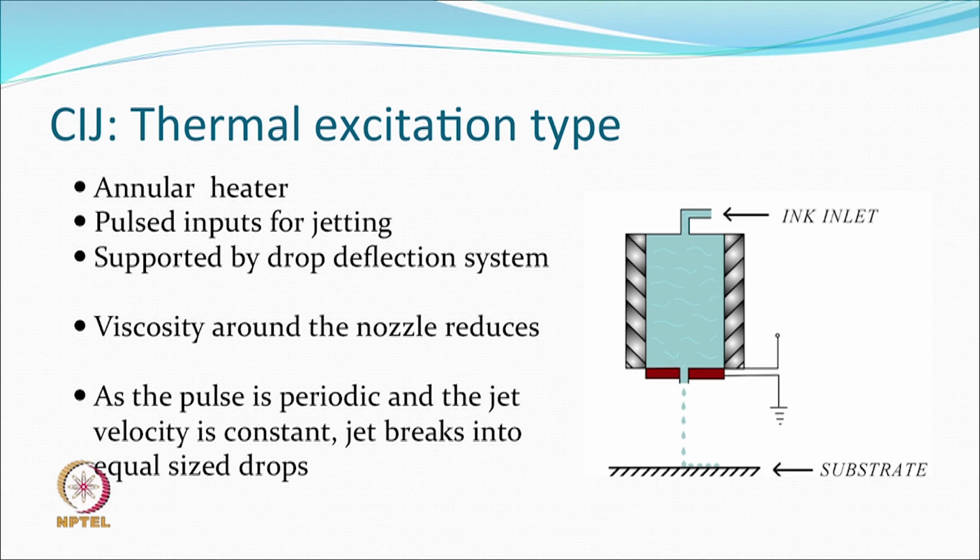Now, what it says is that this pulse will be there for jetting. There is an annular heater all around the nozzle, and then it is heated in a pulse. So, when you heat this, the viscosity goes down and then it falls, right. So, now you can understand what you are controlling. You are controlling the temperature around the nozzle, so that the viscosity becomes less.